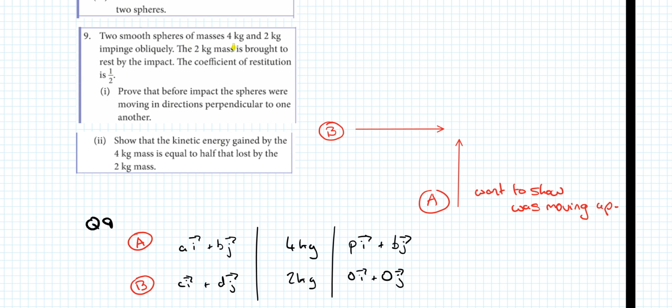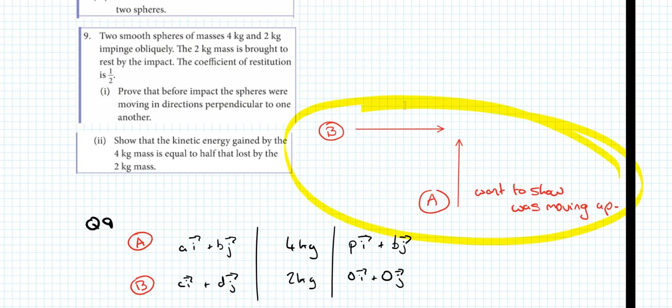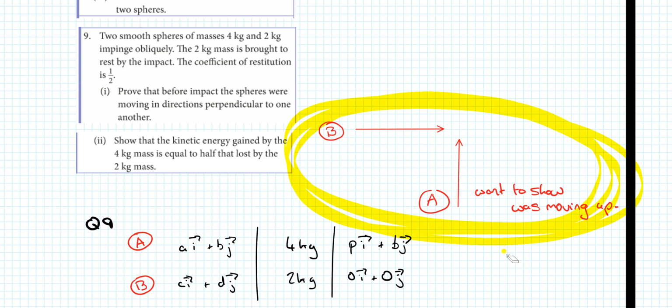2 smooth spheres of mass 4 kilograms and 2 kilograms impinge obliquely. So they hit each other obliquely. The 2 kilogram mass is brought to rest by the impact. The coefficient of restitution is a half. Prove that before the impact, the spheres were moving in directions perpendicular to one another. So I want to show they're moving perpendicularly to each other.